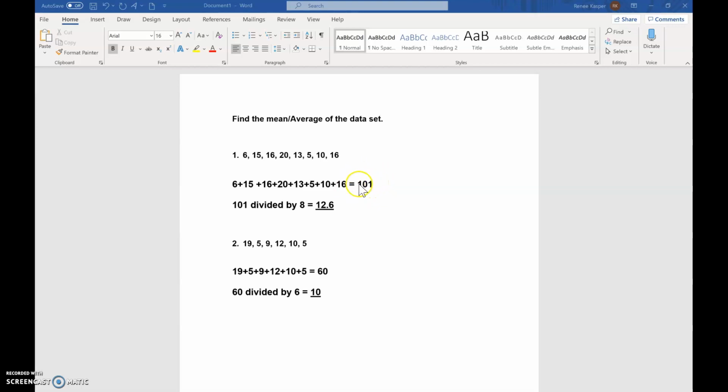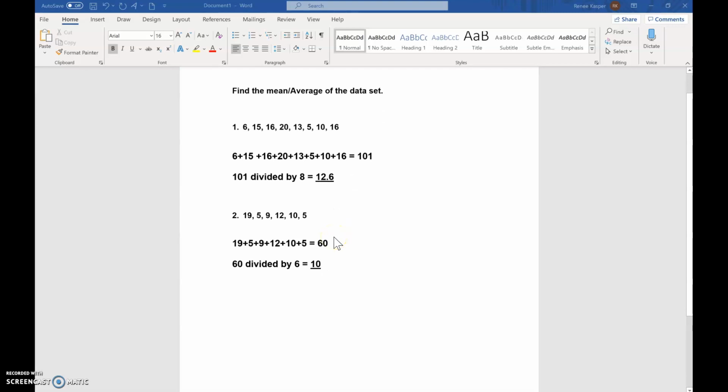Now we're going to take that 101 and divide by 8. How I got 8 is that's how many numbers there are. If you count these, there's 1, 2, 3, 4, 5, 6, 7, 8 numbers in this data set. So we'll take 101 divided by 8, and we get roughly 12.6. If you guys could round to the tenths spot, that's the one right after the decimal, that'd be awesome, but I'm okay with whatever you want to round to.